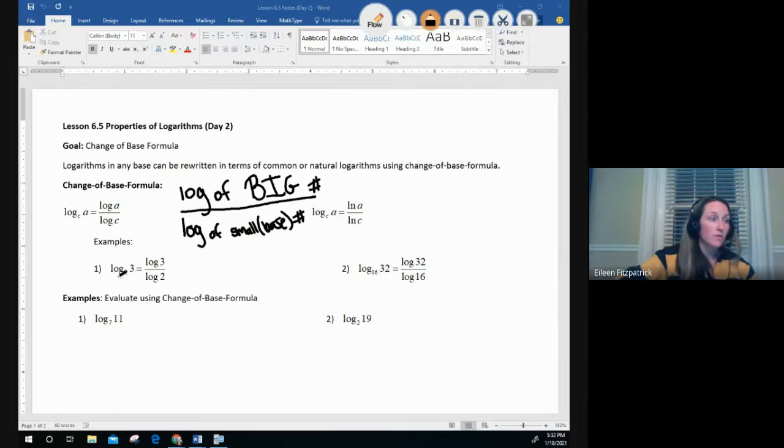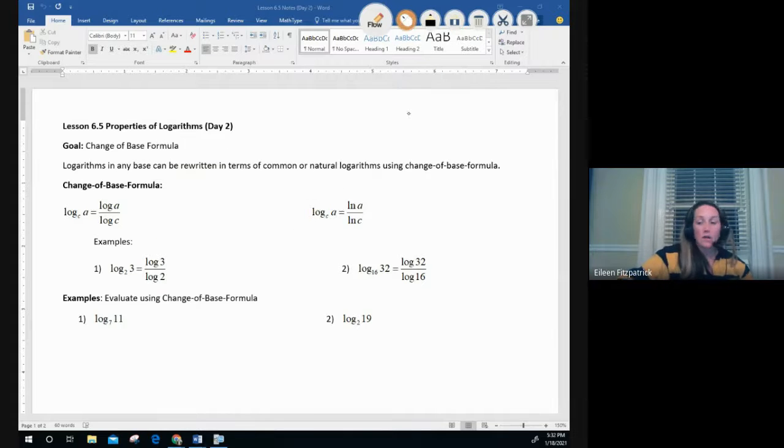Okay, so an example, if you have log base 2 of 3, you can write that as log base 10 of 3 divided by log base 10 of 2. If you have log base 16 of 32, that's going to be log base 10 of 32 over log 16, which is base 10.